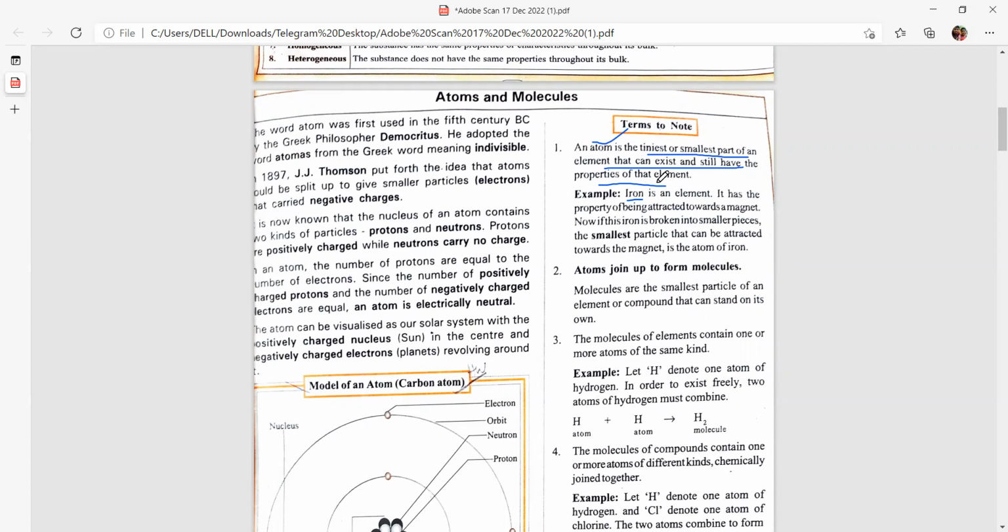How was the word atom used? It was first used by Democritus from the word atomus, which is a Greek word which means indivisible. And J.J. Thomson put forward the idea that atoms again can be split into subatomic particles.